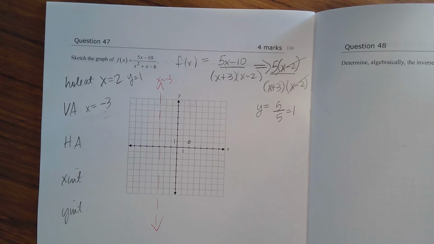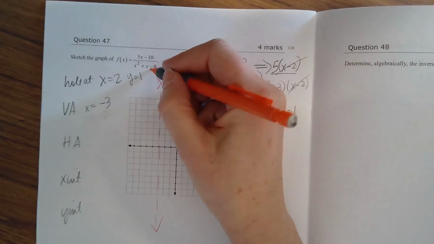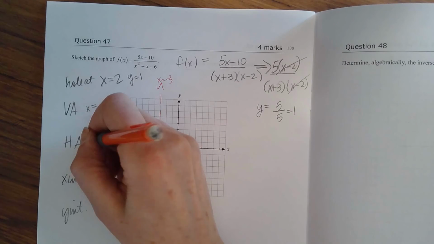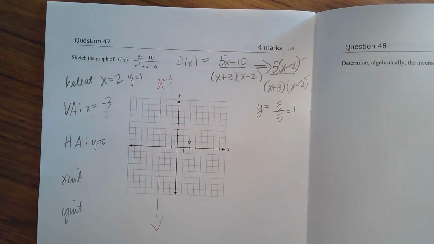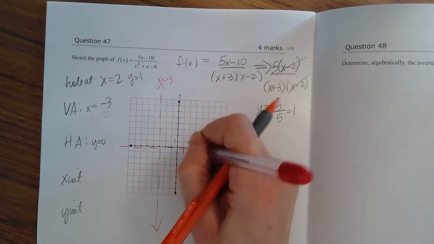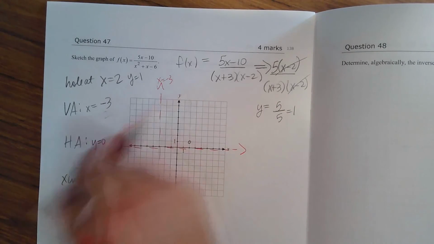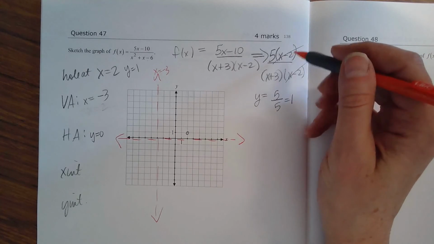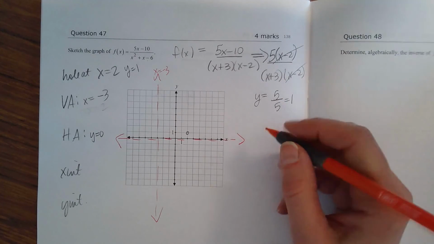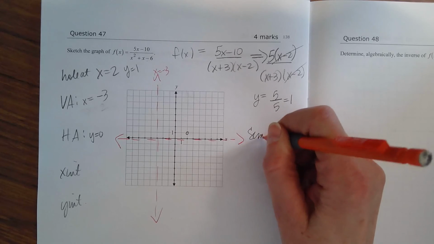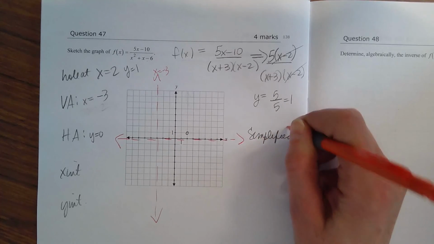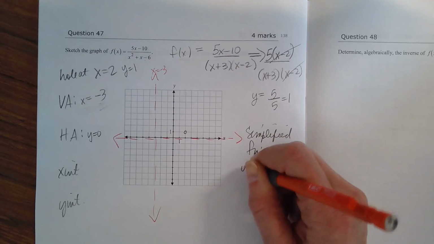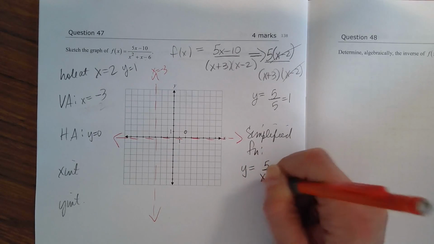All right, horizontal asymptote. What do I have here? I have more x's on the bottom, so y is 0. And sketch in your asymptotes, right? They're lines, so put arrows on the end, because they give you your lines to stay within. X-intercept. Remember, if you have a hole, you're going to use your simplified function. Your simplified function is y equals 5/(x plus 3).